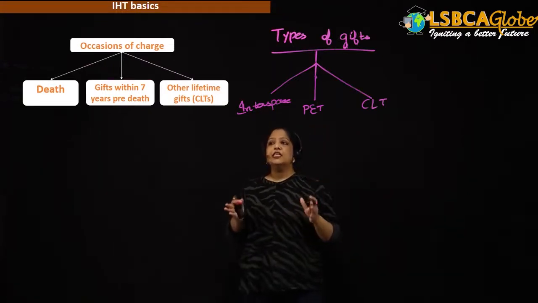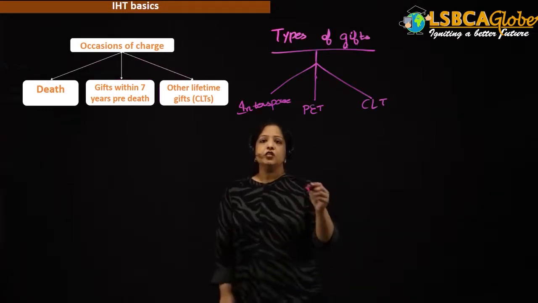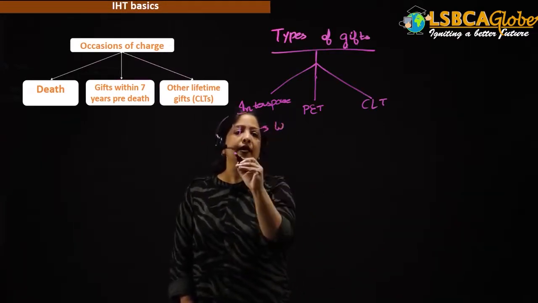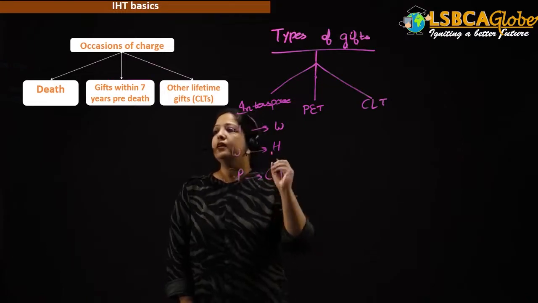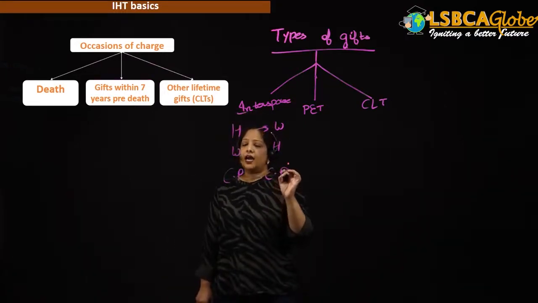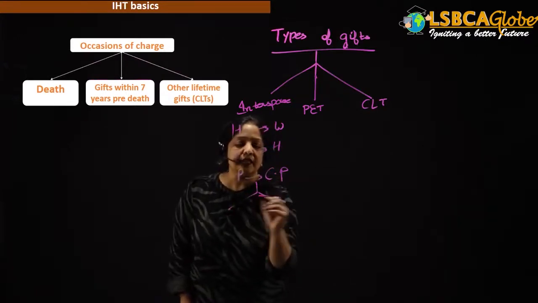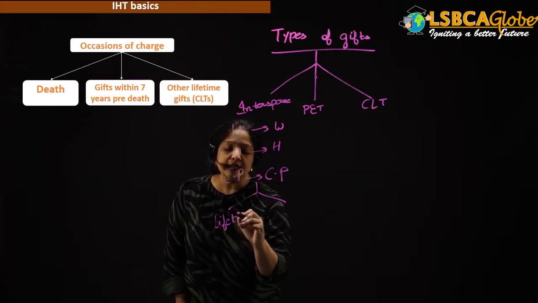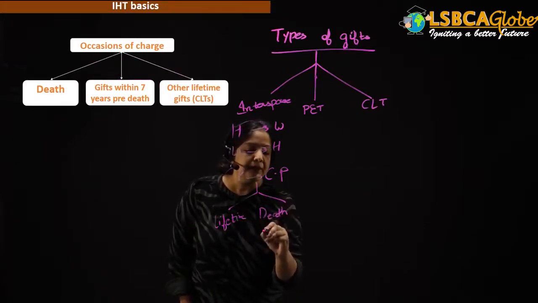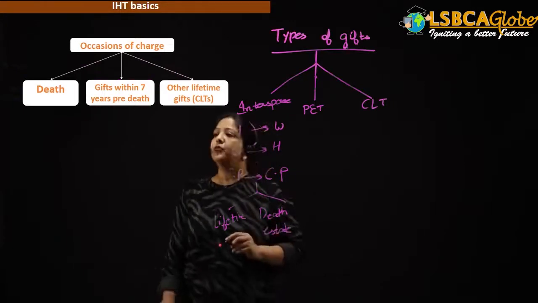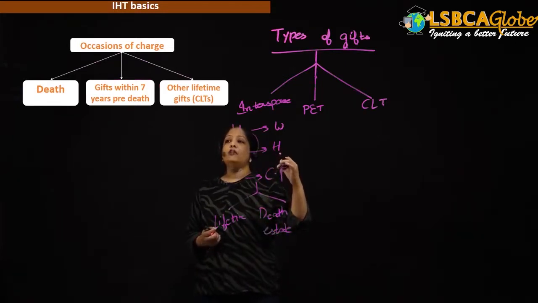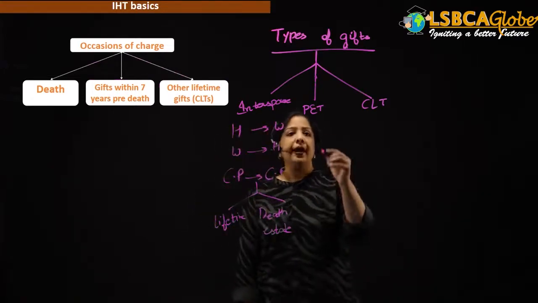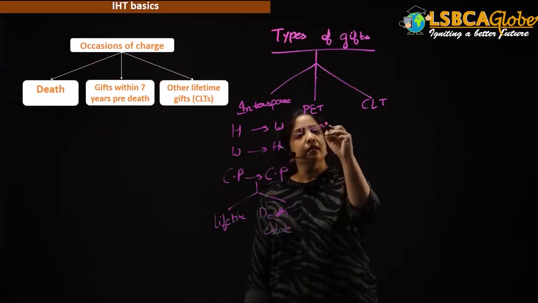So class, if there is any transfer from husband to wife, from wife to husband, from civil partner to civil partner, then it is exempt for IHT purposes, whether the gift is given in lifetime or on death. So remember, if anything is left for spouse or given to spouse, whether during lifetime or in the death state, it is always exempt. Always exempt.